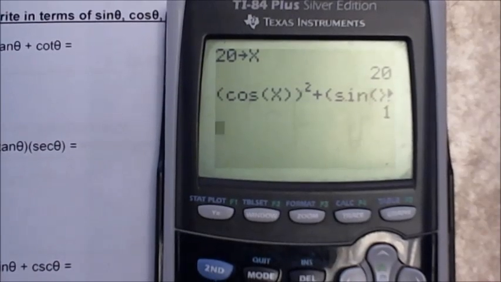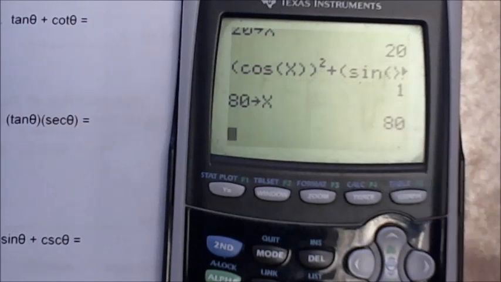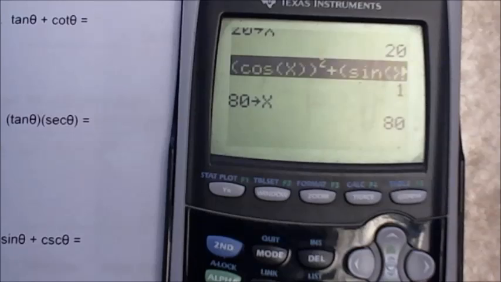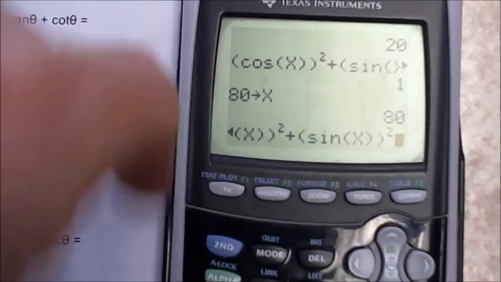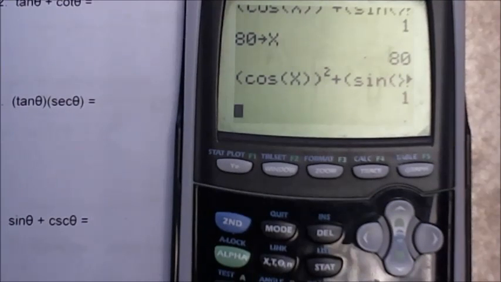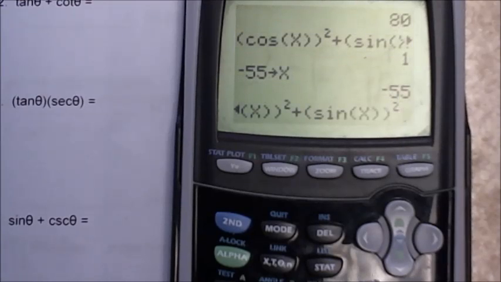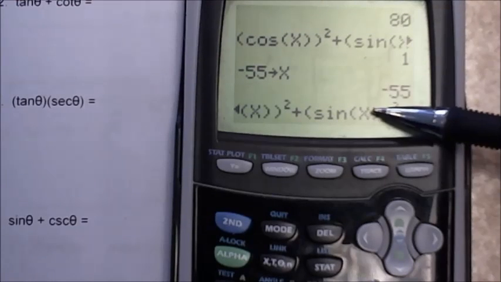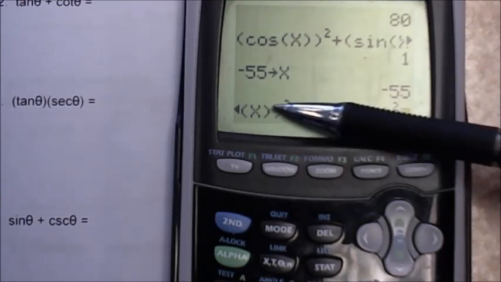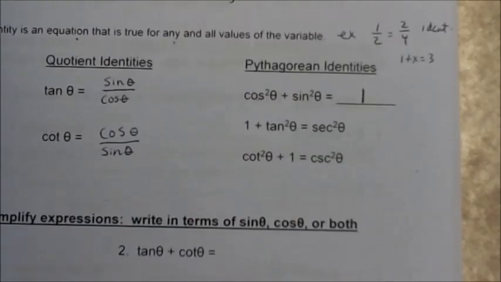You can store any number in for x you want. Like if you want to store 80 in for x, now your calculator thinks x is 80. And if you go back and do that same exact thing with x equal to 80, it's going to come up to 1 every time. You can even put negatives in, like negative 55 degrees. If you want x to equal a negative number, you can go back up. Your calculator now thinks it's doing the sine of negative 55 squared and the cosine of negative 55 squared, and no matter what, it's always going to be equal to 1. So that's what it means by an identity.